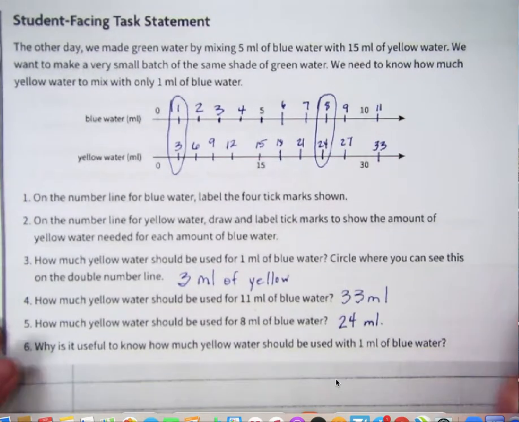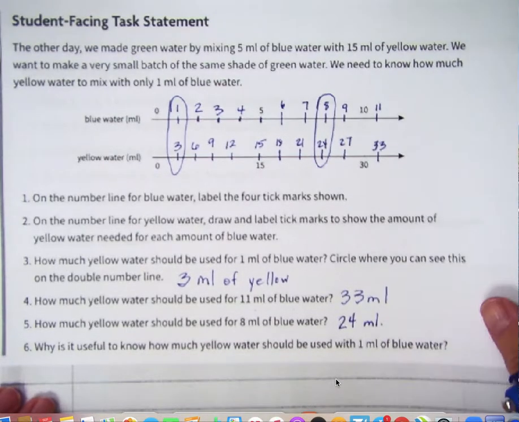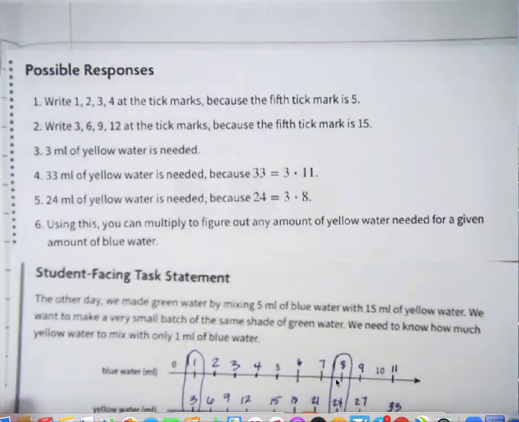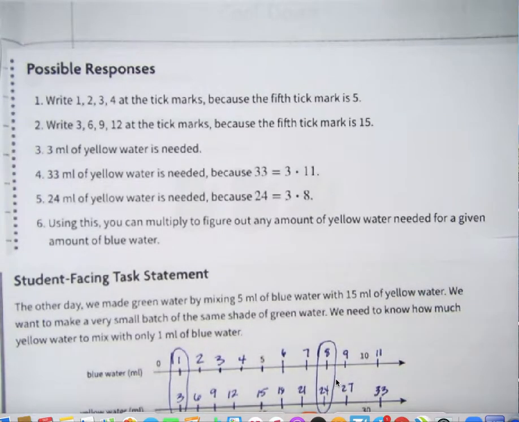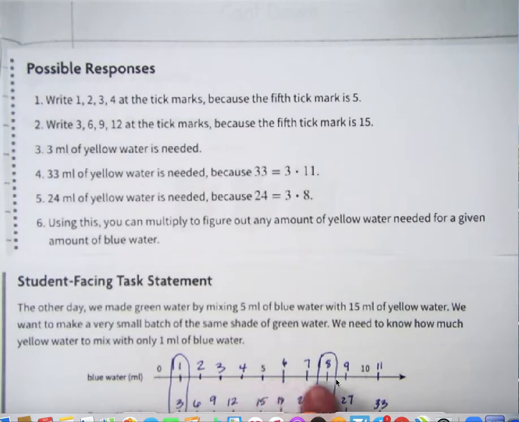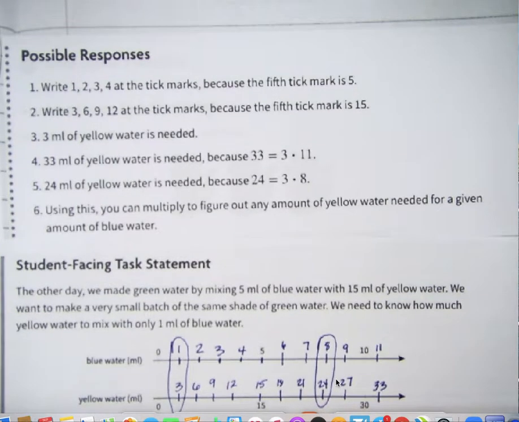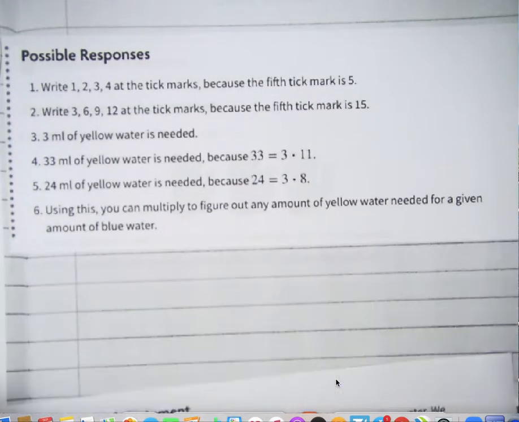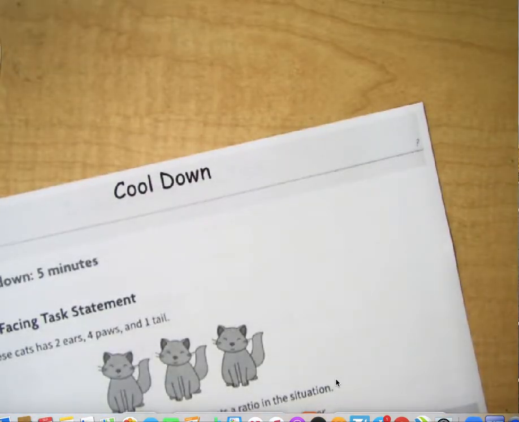All right. Why is it useful to know how much yellow water should be used with 1 milliliter of blue water? You can multiply to figure out any amount of yellow water needed for a given amount of blue water. So if you know that constant, this time we increased by 1, this time we increased by 3. And think of it as kind of skip counting. That's what I do. Okay? So, any questions about that?